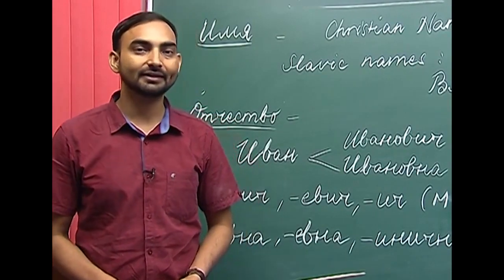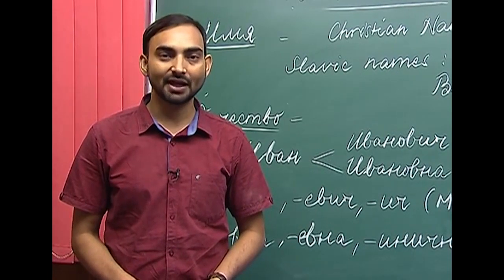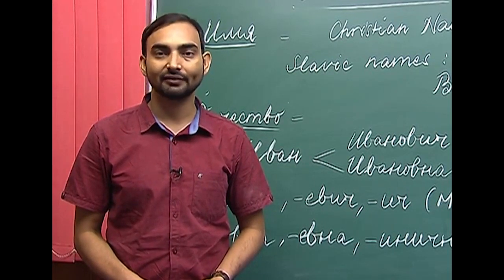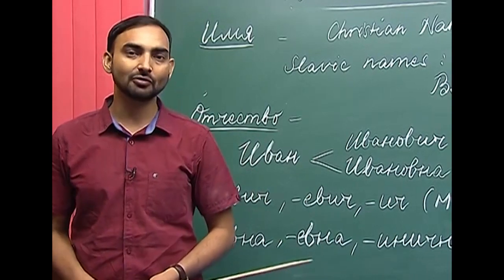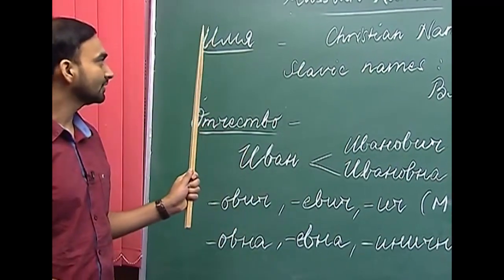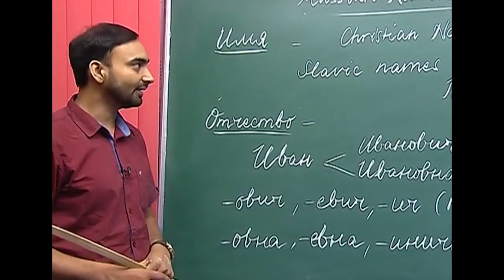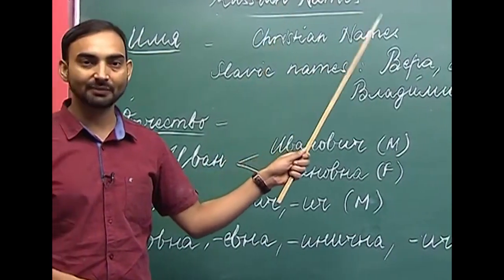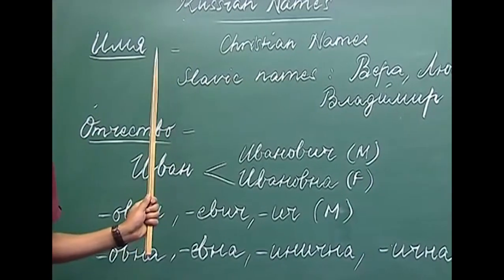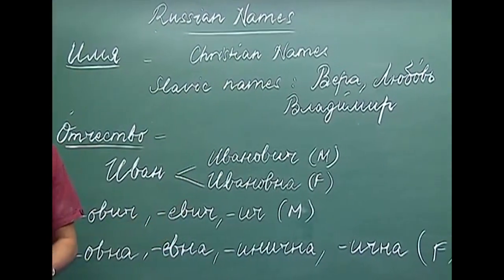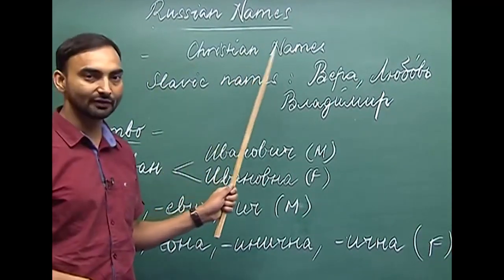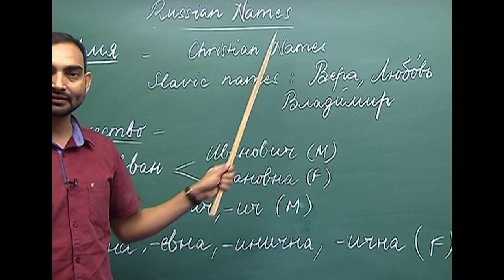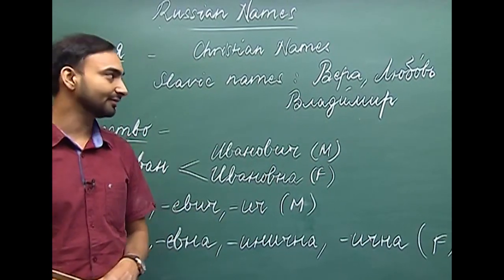We have already seen that there are three components in a Russian name: imya, which is a given name, otchestva, which is a patronymic, and familia, which is the surname. So, we will now look at each one of them separately. Imya, which is a given name or the first name, are mostly Christian names in Russian. But apart from the Christian names or biblical characters, there are certain Slavic names also which are present only in the Slavic languages. For example, first names such as Vera, Lubov, Vladimir are found only in the Russian names.